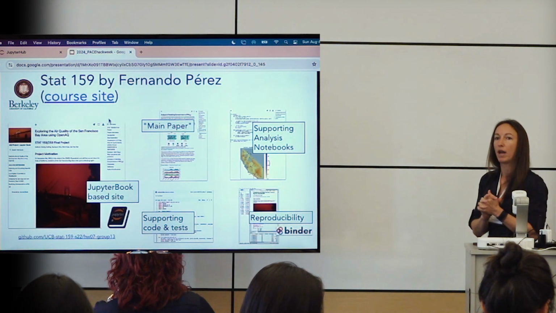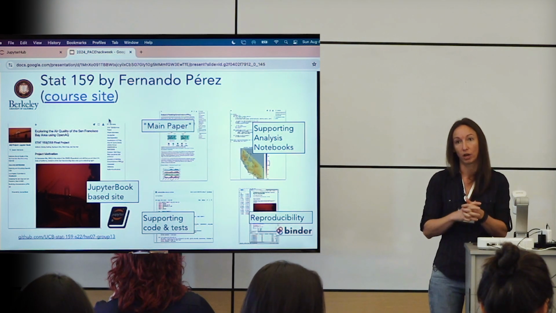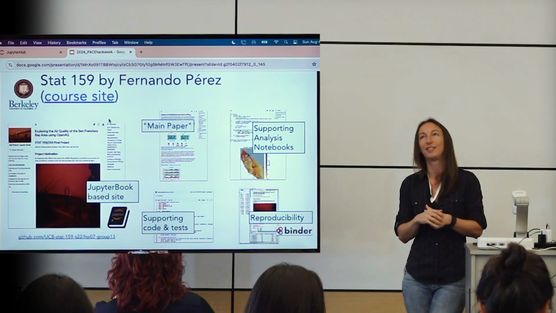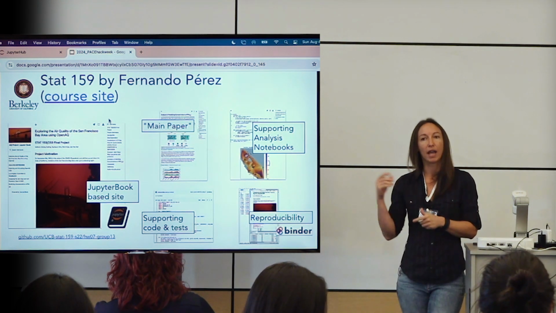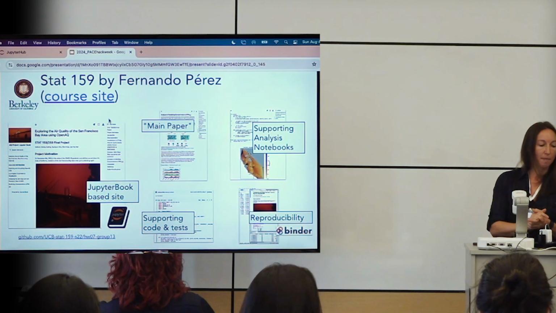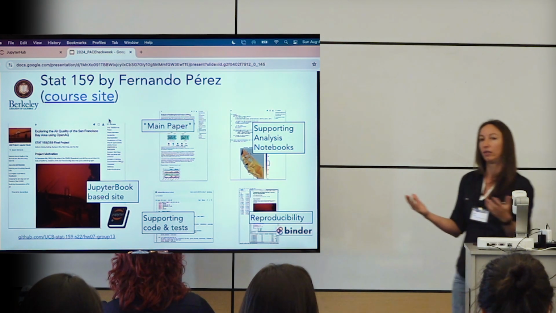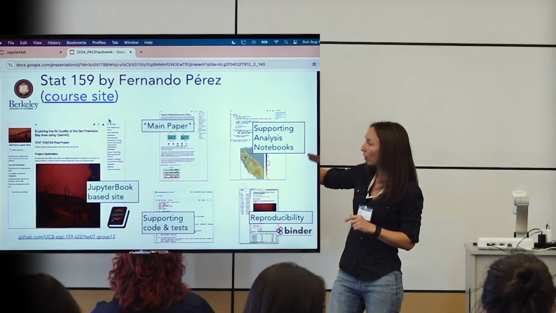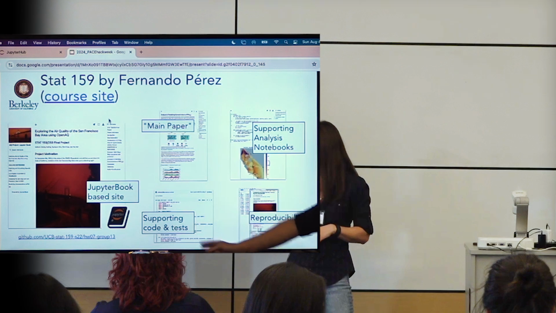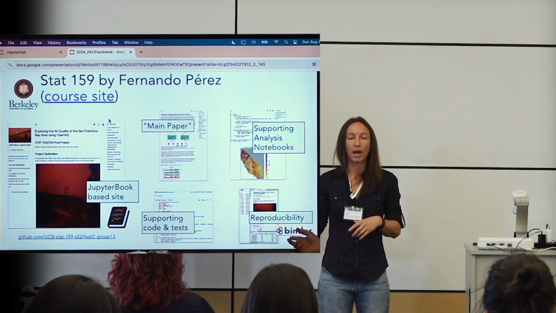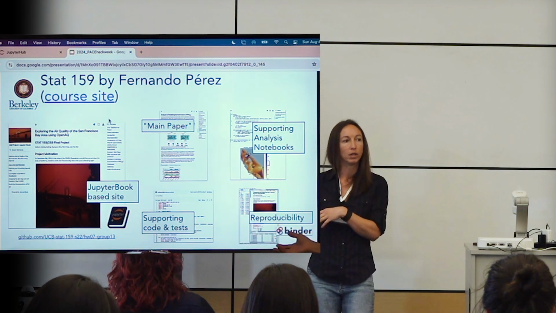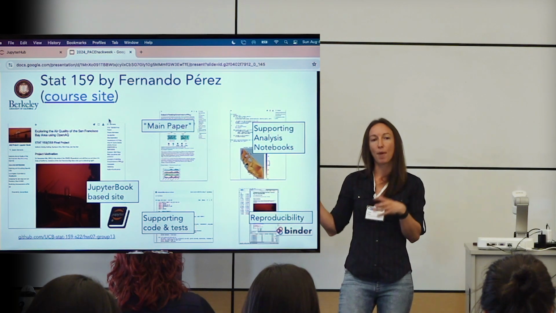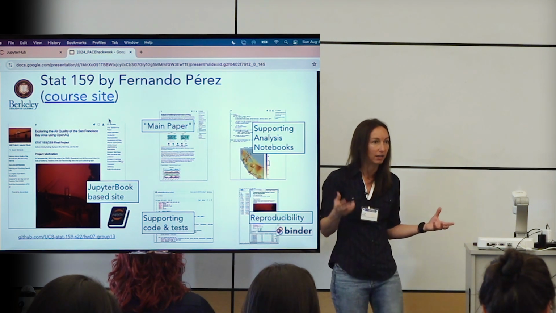A class run by Fernando Perez, who's the founder of Jupyter Projects. He runs a statistics class, Statistics 159, at Berkeley. And over the course of a semester, undergrads put together a science project. And this is kind of the output. It's a Jupyter book, and that includes a main paper, supporting analysis notebooks, supporting code and tests, and then at the end you can use Binder, which is very much like CryoCloud, but it's ephemeral, and allows people to reproduce what was created. So this is a completely transparent, open science project that was created, a study.